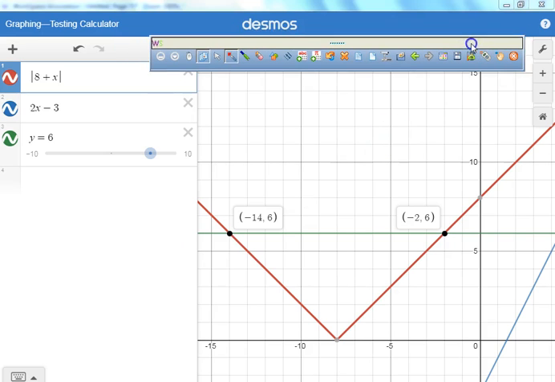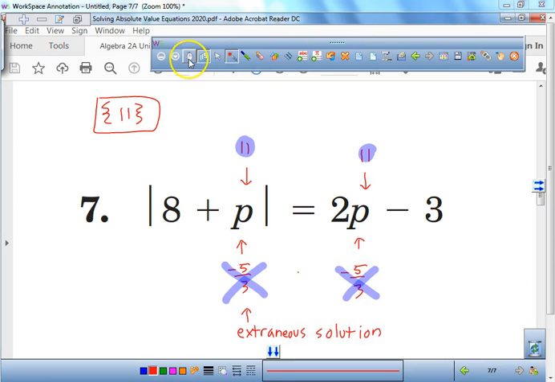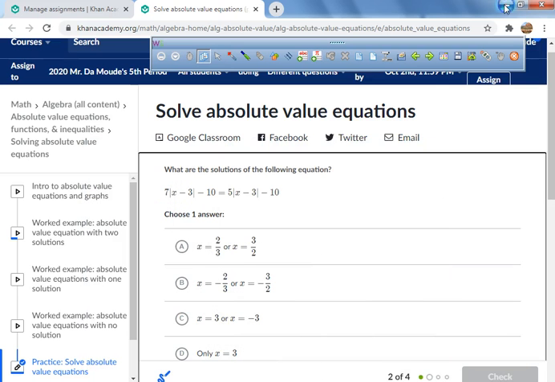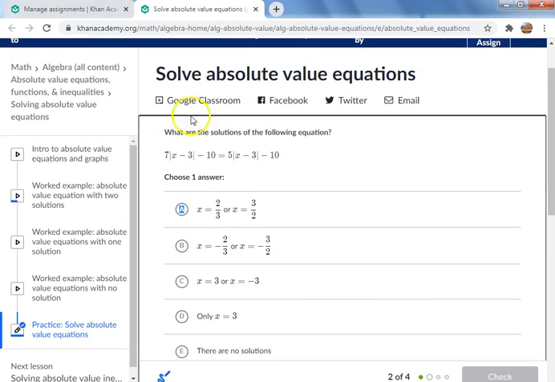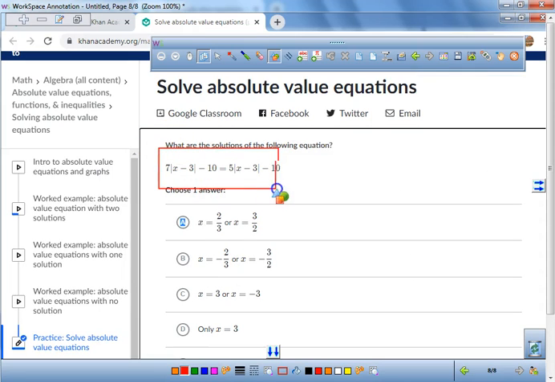What we're going to do right now is go to the Khan Academy and do one of their problems. All right, so we're going to go down here to the Khan Academy. Ooh, I like it. Let's do this one. All right, so go ahead. Could you please put this in your journal?